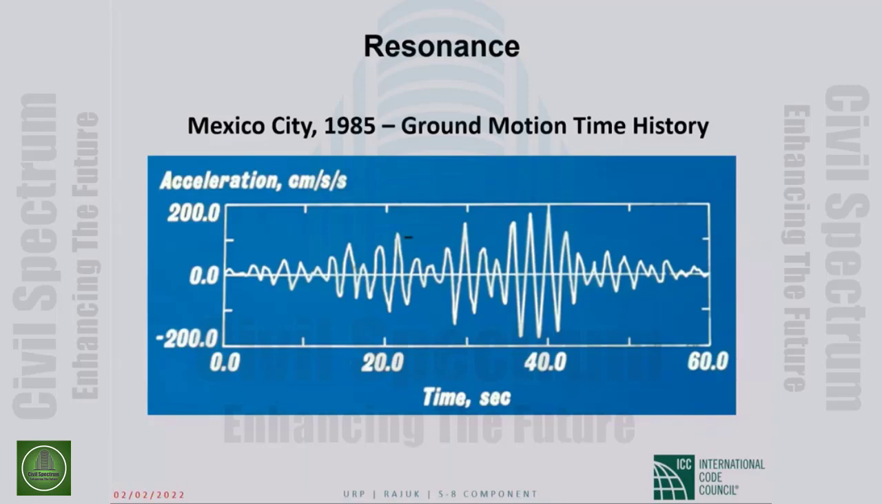And so this looks more like the response of a single degree of freedom system to typical earthquake ground motion. It looks like that because that's exactly what it is. Much of downtown Mexico City is founded on an old Aztec lake bed, which means very soft soils. So in this earthquake, the epicenter was a long distance away. I think it was about 180 miles or so away out in the Pacific to the west of Mexico City.